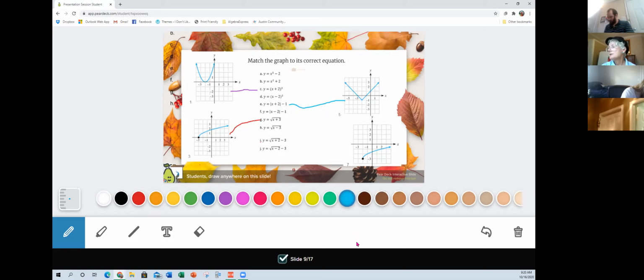And if you're doing this on your own paper, which you should be, then for number 1 you should have written y equals 2 times x plus 2 quantity squared. Number 3, you should have written y equals the square root of x plus 3. So just make sure you're writing the correct answers down on your paper. And number 5, last one. So on number 5, pick which one it should be.